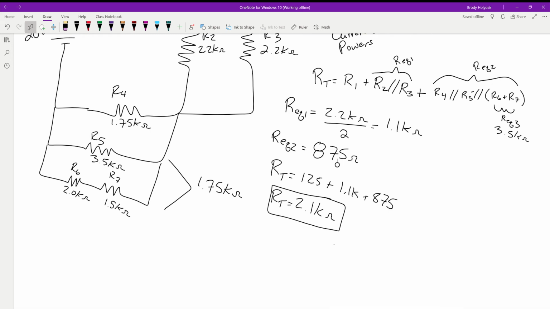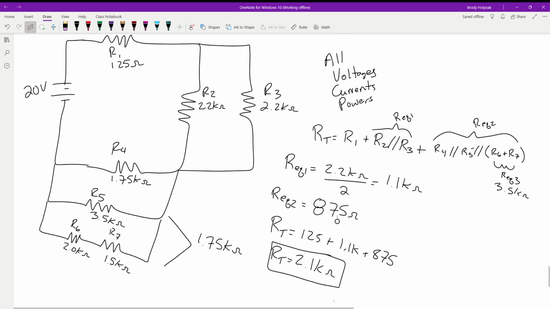Okay. So now that we have that, we need to go through and solve for our various parts. We can solve for current and use current to solve everything, or we can solve voltages and use voltages to solve everything. Which way would you guys like to go? Voltages? Okay.